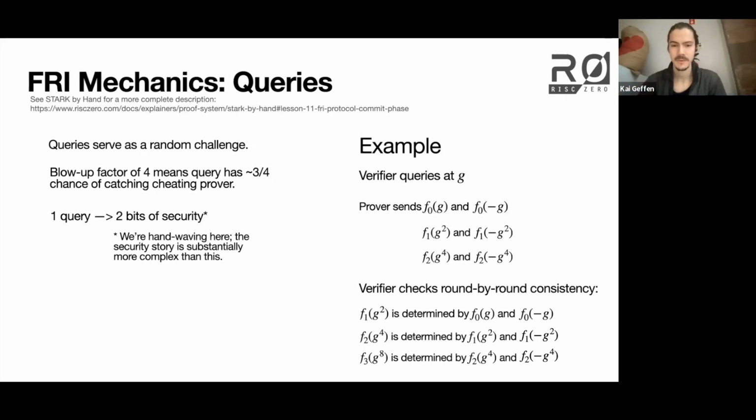Yeah, okay. My biggest question was about this slide in the bottom right. So should it be obvious why F3 is determined by F2? Or is there more? It should not be obvious. Yeah, there's a decent amount that I'm sweeping under the rug here. The Stark by hand explainer does actually justify that assertion.